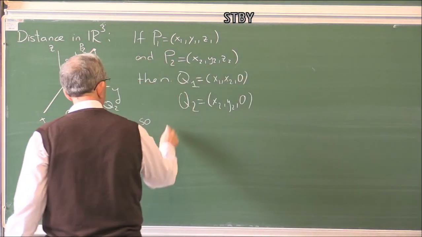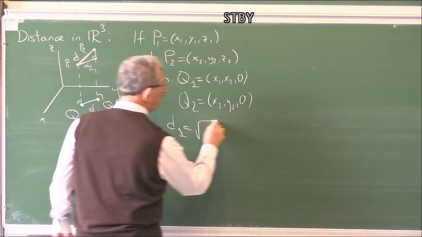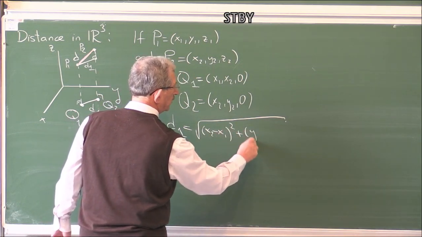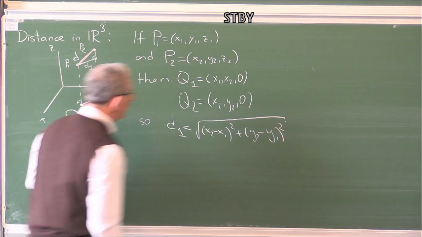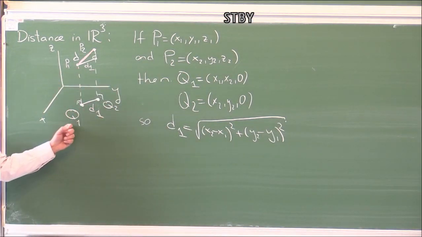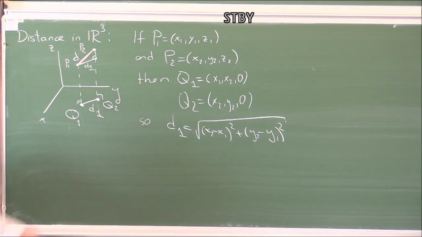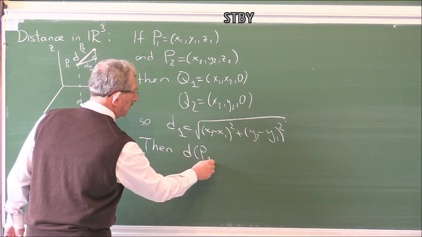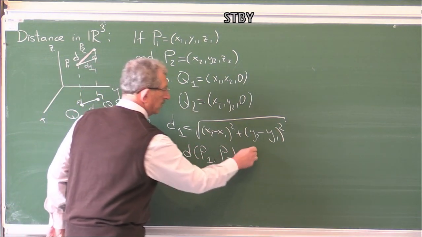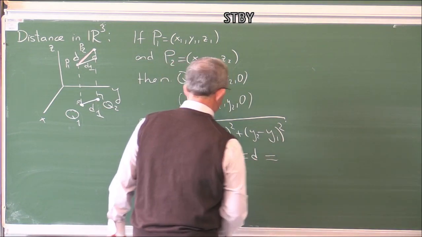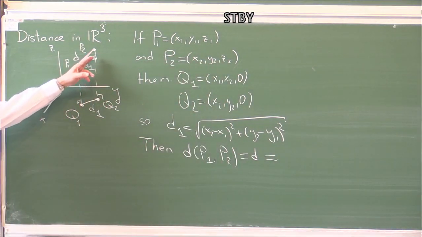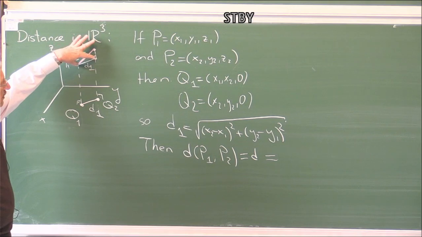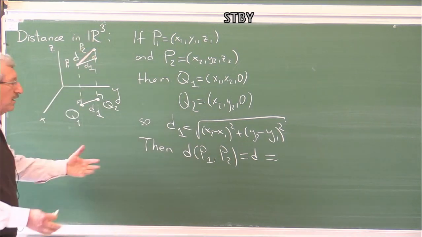So d1 is the square root of (x2 minus x1) squared plus (y2 minus y1) squared, because it's the distance in the plane between Q1 and Q2. But then the distance between P1 and P2, that is d, is, from the Pythagorean theorem, the sum of the height squared plus the square of d1, under a square root.